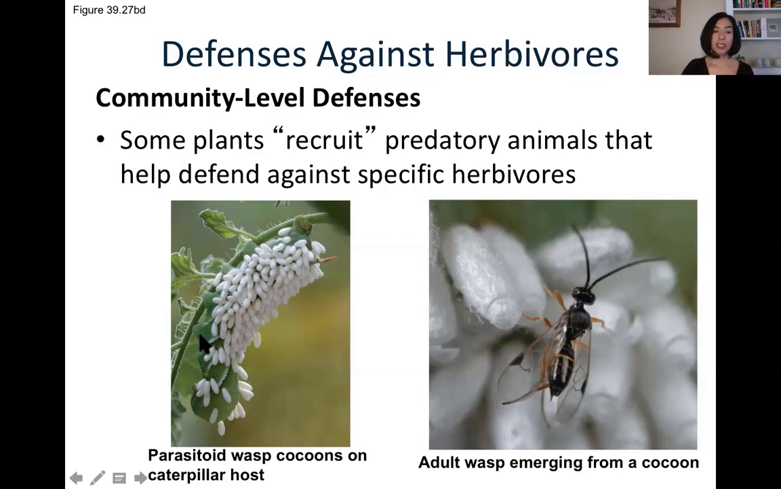Hopefully you can visualize the larvae right here, and it's covered with cocoons, and these cocoons will later emerge, and the wasp will emerge. So they feed on these moth larvae, and this is a type of community level defense involving another species that will come and attack this predator. And what is fascinating to me is that the plant will actually be releasing the chemical that will bring this wasp.